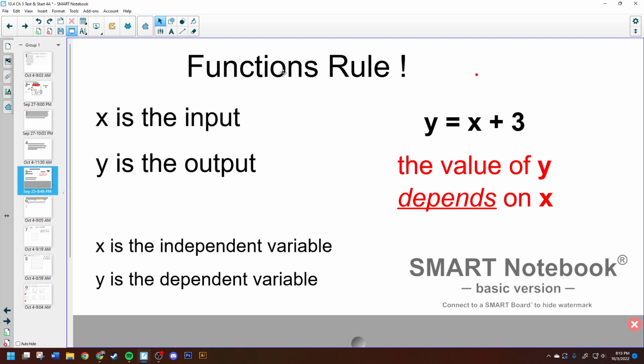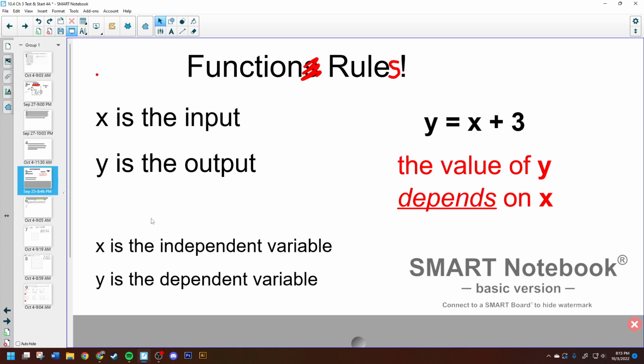So here we have a little thing that says functions rule, and we're going to be on top of page 2. All right, so on page 2, there's a little bit of a blurb there. It doesn't say functions rule, but it says function rules. So we're going to go ahead and talk about the rules for functions real quick. So let's read that little blurb at the top.